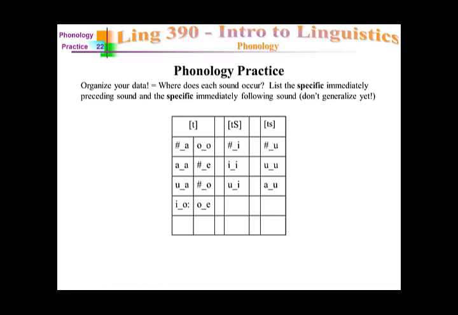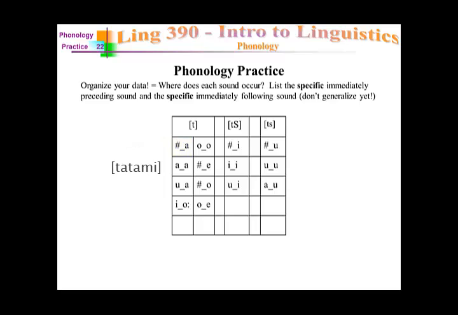So instead, you have to start more or less from scratch. Make a chart with your three sounds on it. Then go word by word through the data and list the environment as completely as you can. So in the first word, tayo, the relevant sound is t, and it occurs right after a word boundary and right before the sound ah.